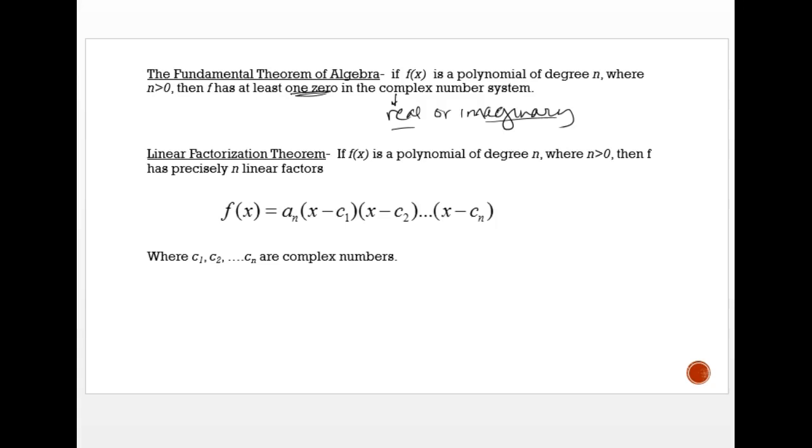So then we use the linear factorization theorem, where f of x is a polynomial of degree n, where n is greater than 0. Then f has precisely n linear factors, and we can write them this way. You know, x plus whatever, x minus whatever. Write all of our zeros as factors. And that's what we're going to do in this lesson, is factor things all the way down to a linear factorization, find all the roots, real and imaginary, and then write them as factors. That's the bottom line of what's going to happen.